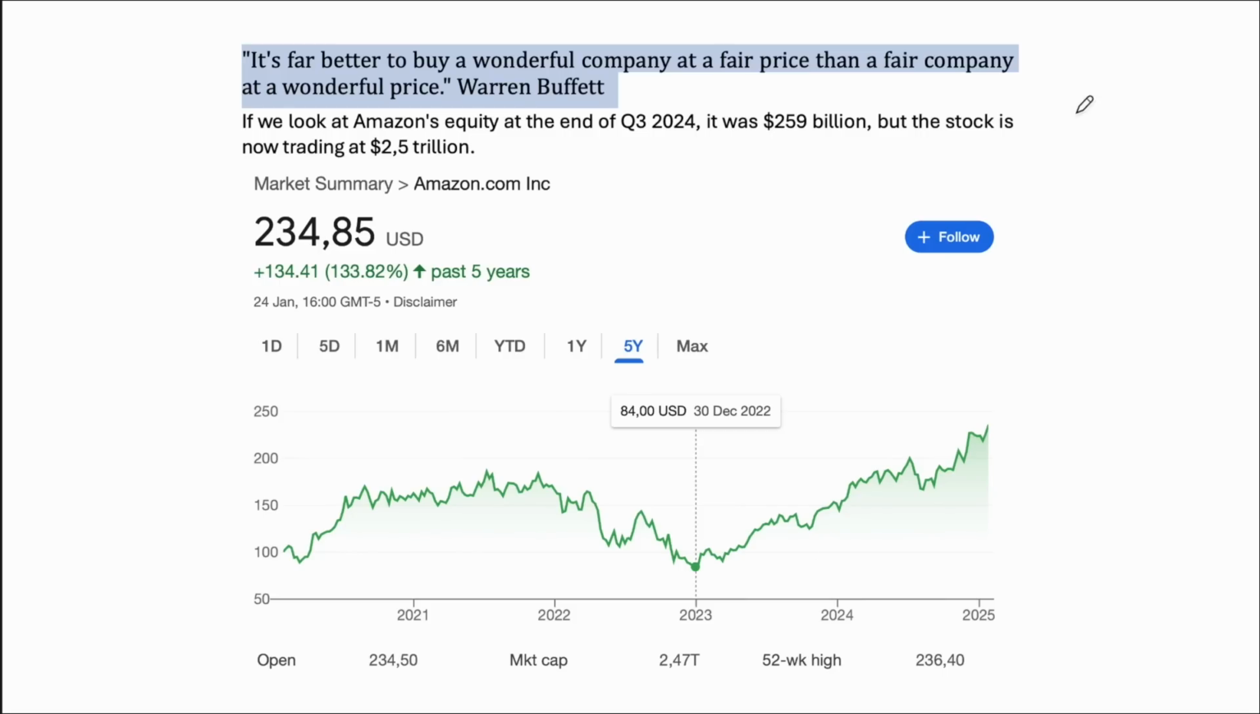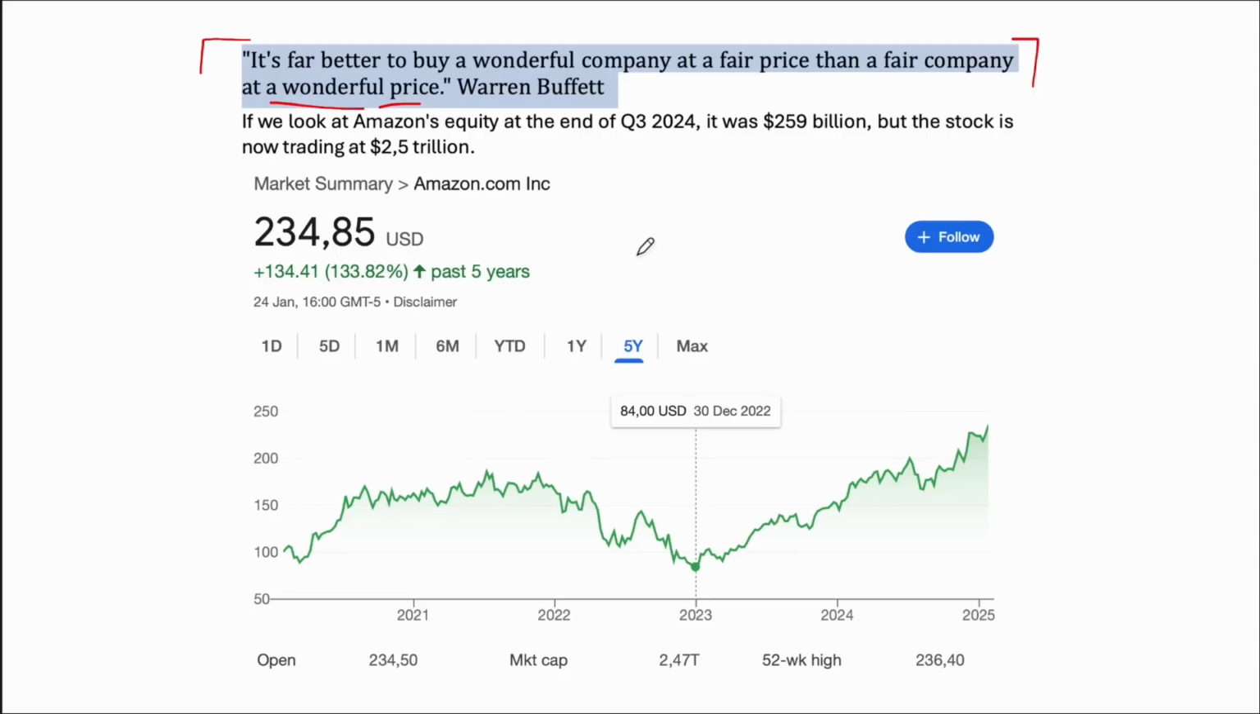The next thing introduced on top of Benjamin Graham by Warren Buffett and Charlie Munger is business quality. As Warren Buffett says, it's far better to buy a wonderful company at a fair price than a fair company at a wonderful price. And now let's talk Amazon.